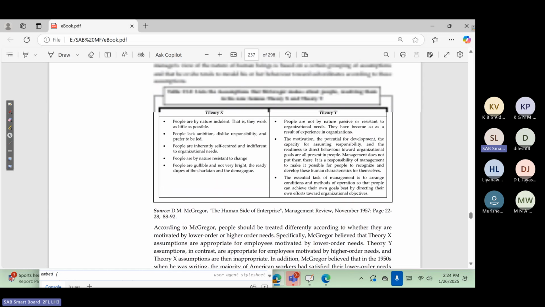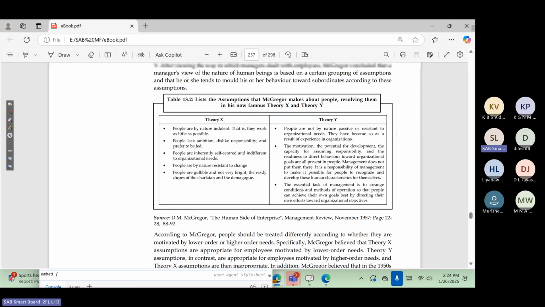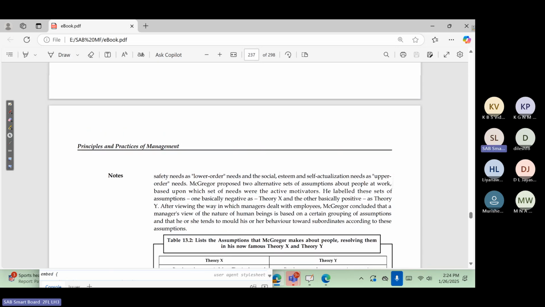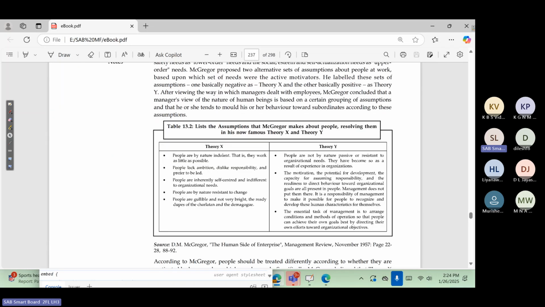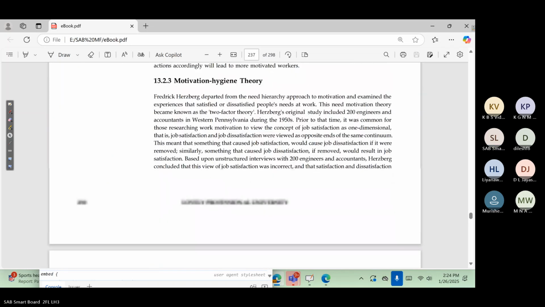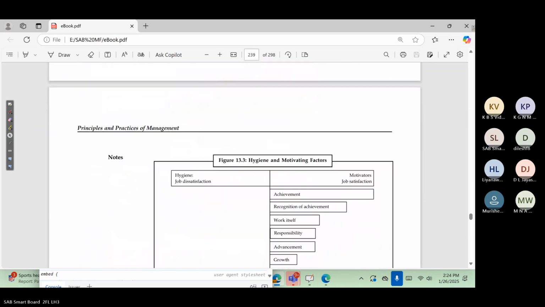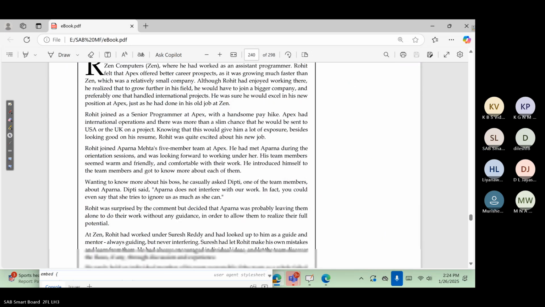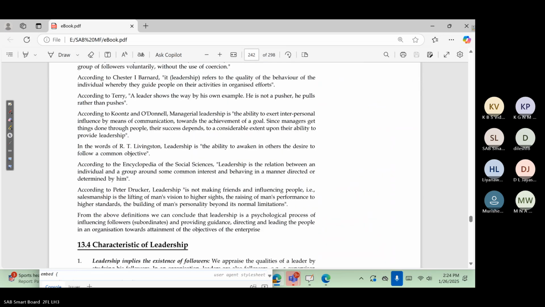This is the XY theory. Please refer to this also. X characters and Y characters are in detail on page 230. The XY theory is in a table. Jot that down. Now leadership.